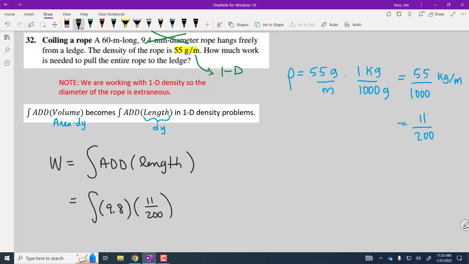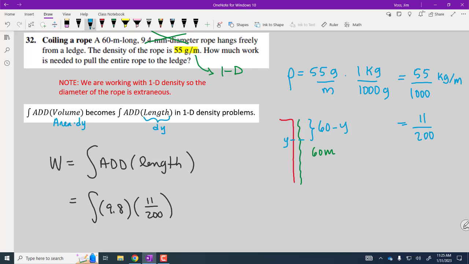And now distance. Let's imagine our scenario. We've got a 60-meter rope. It's hanging freely from a ledge. So here's our rope, 60 meters. Let's pick a representative element of rope. That's right there. I'm going to say that it's at height y. How far does that representative element of rope have to travel? 60 minus y. That's the distance it's going to travel. So that is what the d here means.